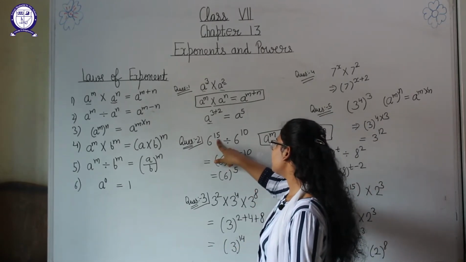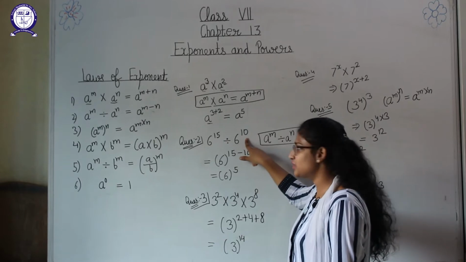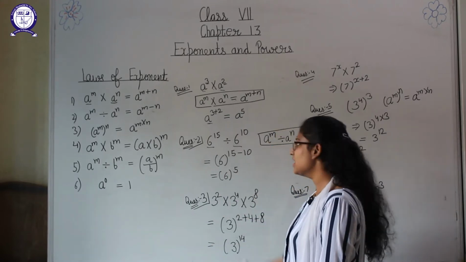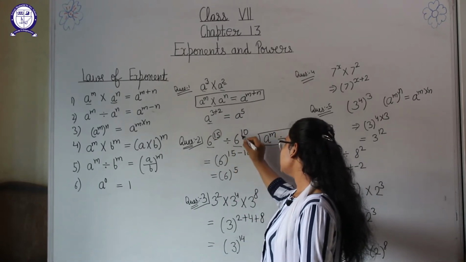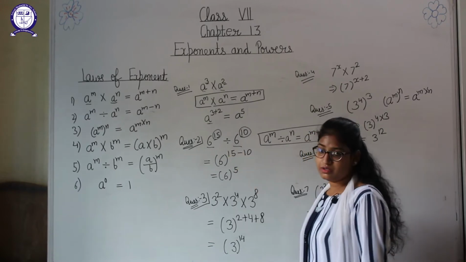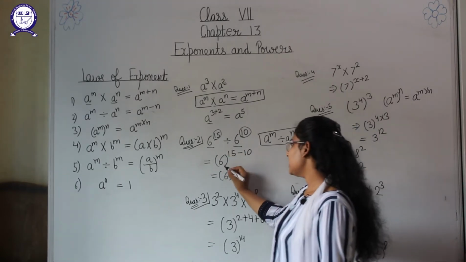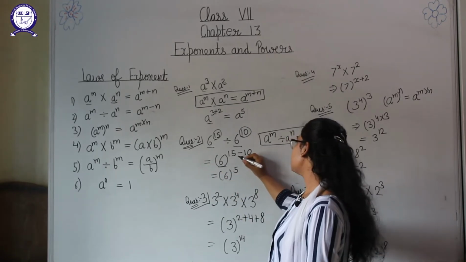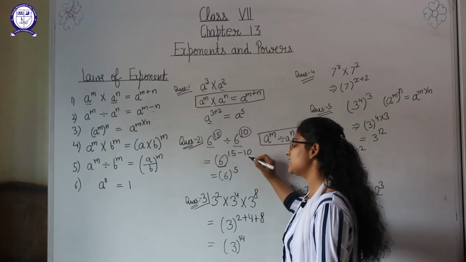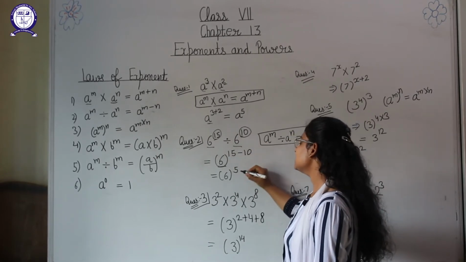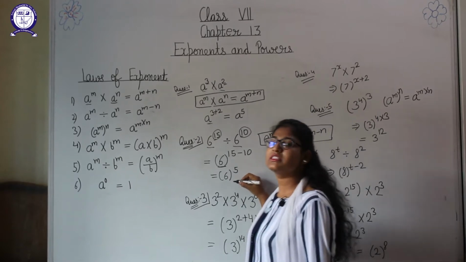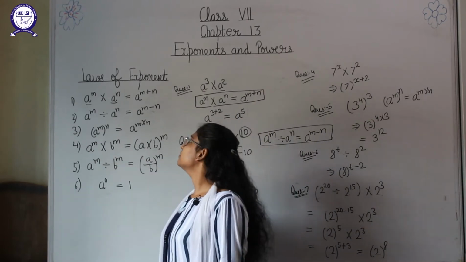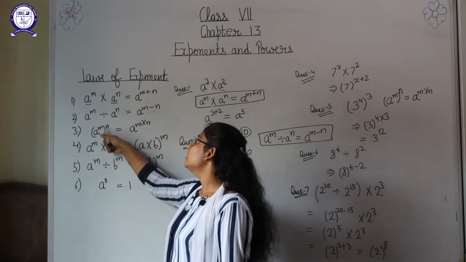Here 6 raised to the power 15 divided by 6 raised to the power 10 is given to us. It means this base 6 is the same in both the exponents, and here the power is 15 and here it is 10, and they are dividing. So the base will be the same, this 6 will be the same, and the powers will be subtracted. So here 15 minus 10. So 15 minus 10 is 5, and our answer is 6 raised to the power 5.